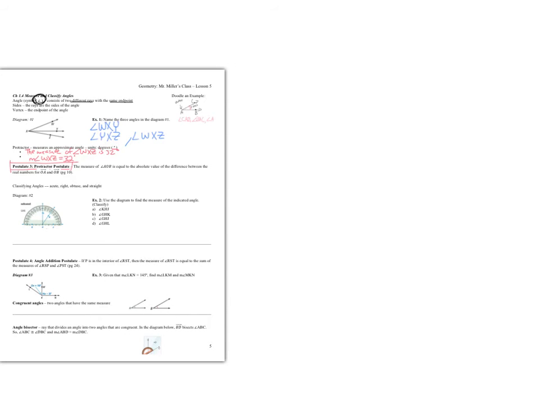We have 4 different ways to classify angles, so you'll want to write this off to the side. I don't have enough room. You might be able to write this in a straight line, or you can write one on top of the other like I'm going to do. But we have 4 different types of angles that we have.